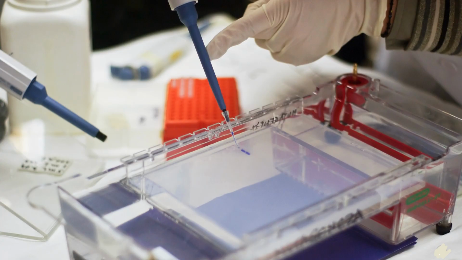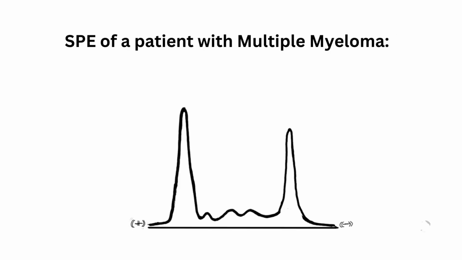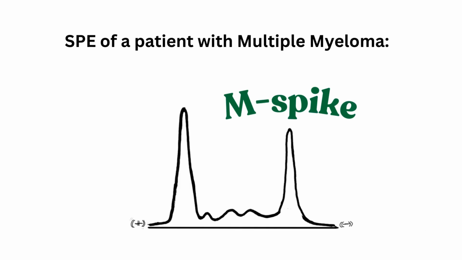In serum protein electrophoresis, serum aliquots are applied to acetate or buffered agarose gel matrix, then exposed to an electrical current and field to cause proteins to migrate and separate according to their respective protein size and net charge. Albumin quickly migrates towards the anode, followed by five major protein fractions. What protein abnormality do we see here? An M spike.